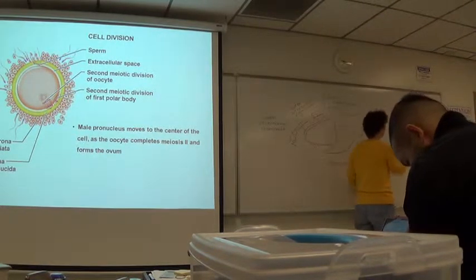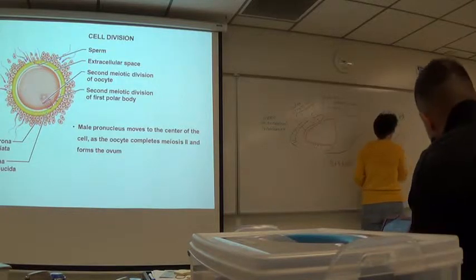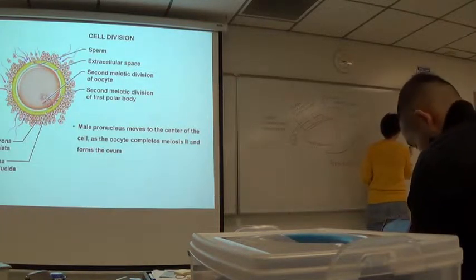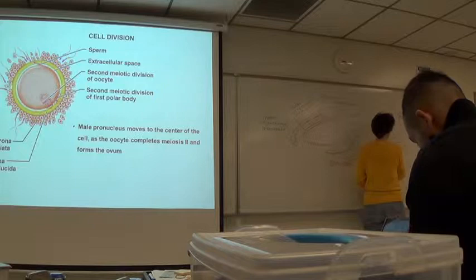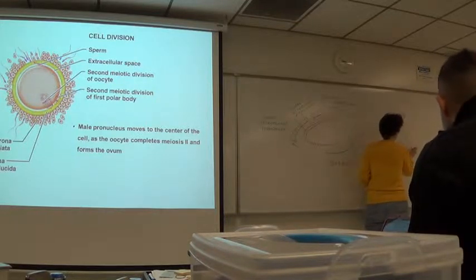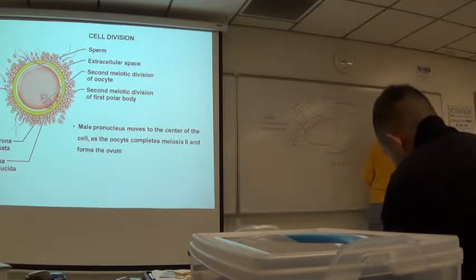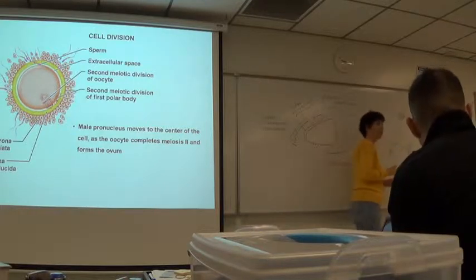Fertilization occurs. We now have our ootid, which is n, the sperm over here, which is n, our first polar body, which is 2 n, and our second polar body, which is n.